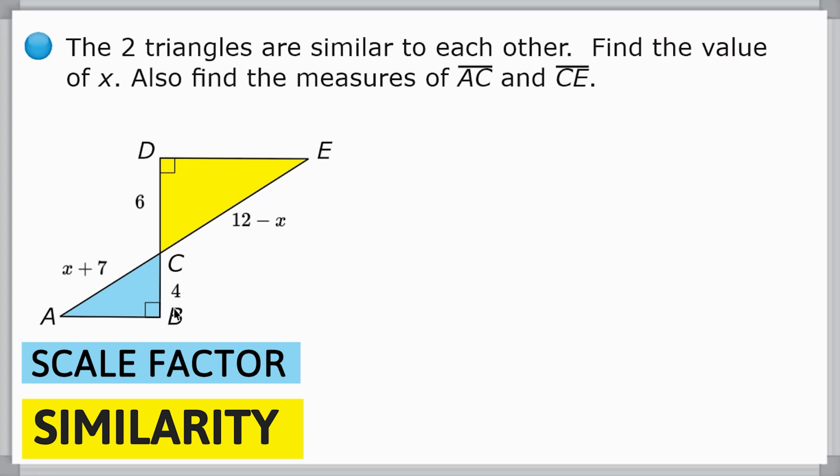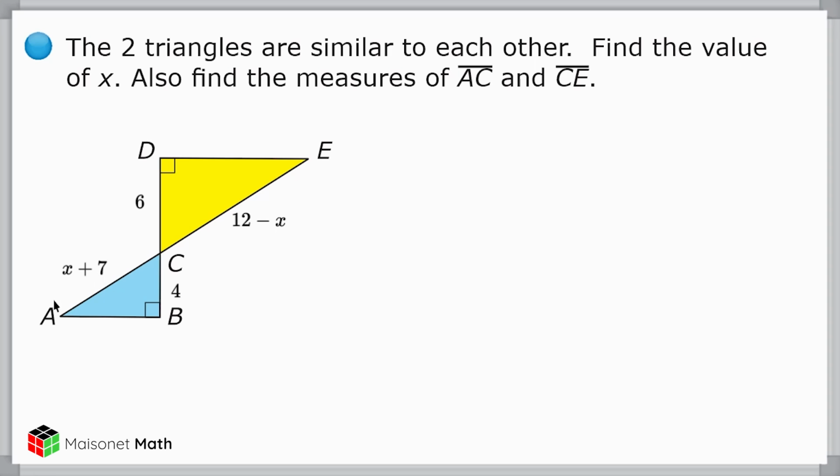All right, so we have two triangles that are similar to each other, and we have to find the value of x, and also find the measures of line segments AC and CE, which are the distances of this line, which is the hypotenuse of this blue triangle, and from C to E, which is the hypotenuse of this yellow right triangle.